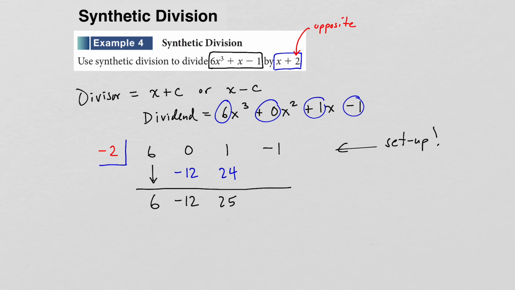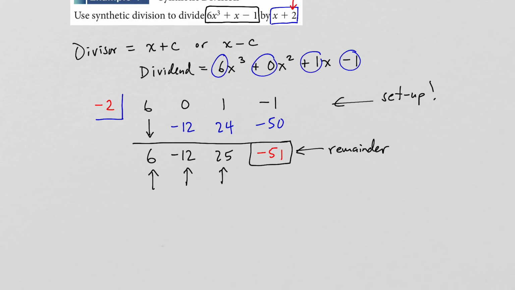And then we do it one more time. We take the number in the box, negative 2, multiplied by the number here, 25. Negative 2 times 25 is negative 50. And then we add these numbers together. And when you add those numbers together, you get negative 51. Well, the negative 51, this last number, of course, is your remainder. And the nice thing is, these are the coefficients of your quotient.